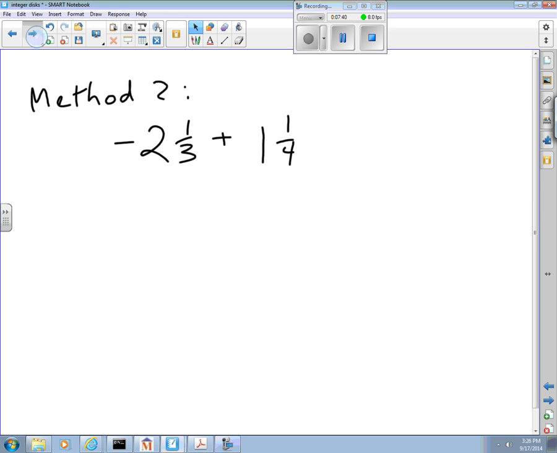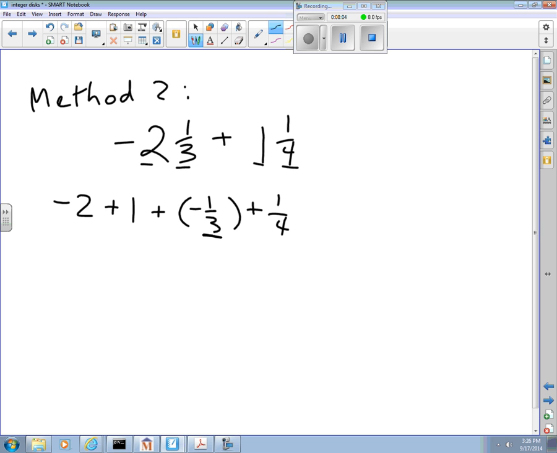The other way to do this question, method 2, in this class it was the SAM method. Method 2 is to not change to an improper fraction and to just treat this as negative 2 plus positive 1, in other words, the whole parts, plus negative 1/3 plus 1/4, the fraction parts. And why is this a negative number? Because this negative belongs to the entirety of that value. It is 1/3 left of negative 2 on a number line. So that negative is for all parts of the number.